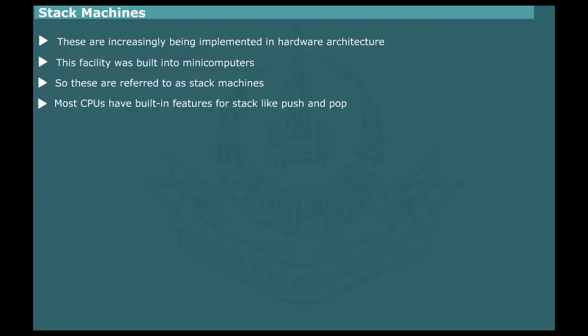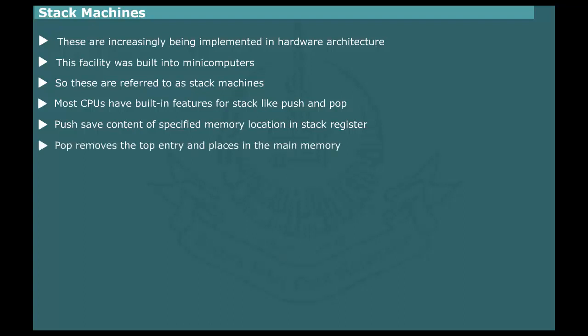Currently, most CPUs, such as Intel and Motorola processors, have built-in features for stack. The instruction set for these processors includes push and pop mechanisms. A push instruction causes the contents of a specified memory location to be saved in the stack register. The pop instruction removes the top entry in the stack register and places it in the main memory.